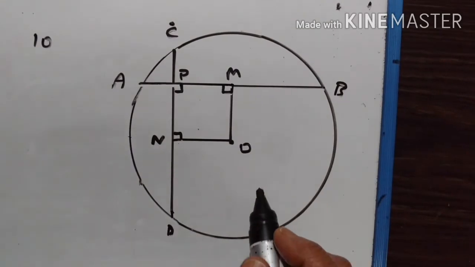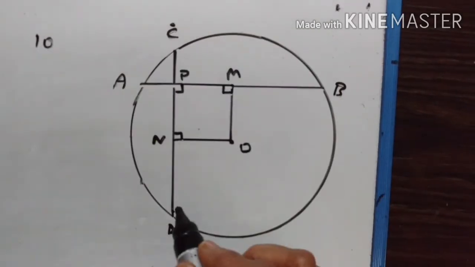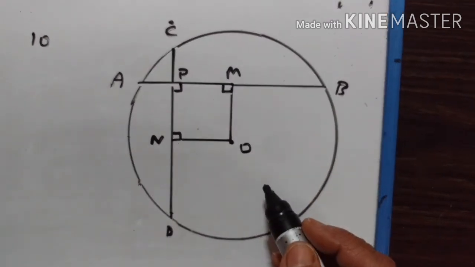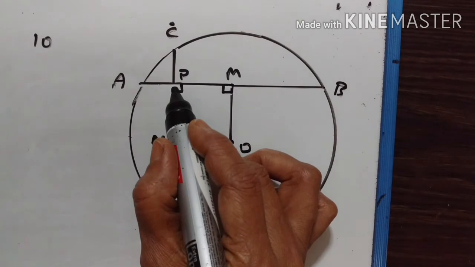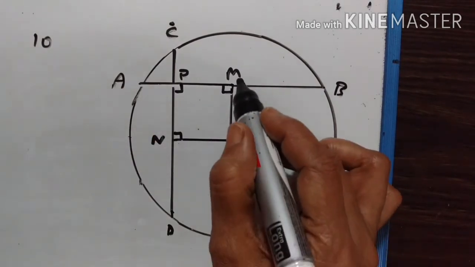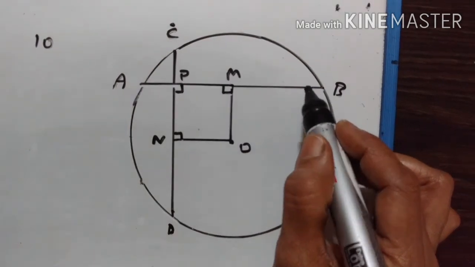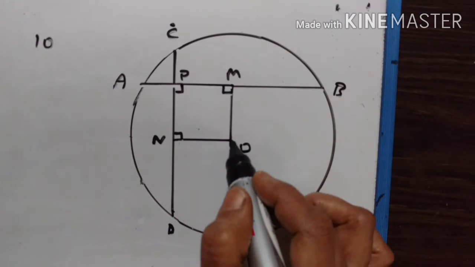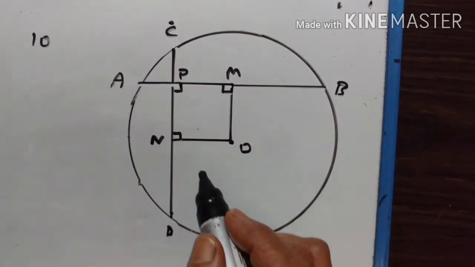10th problem. AB and CD are two equal chords of a circle with center O, which intersect each other at right angle at point P. If OM is perpendicular to AB and ON is perpendicular to CD, show that OMPN is a square.